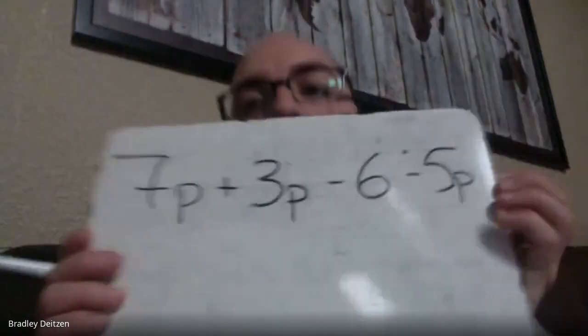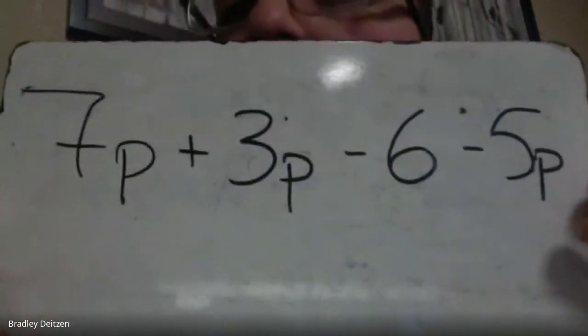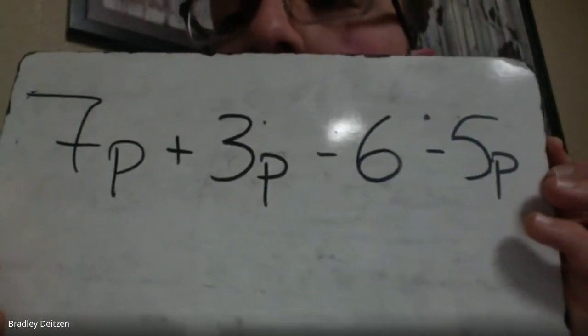But here, I'll do one last one. Like Gabby had asked, if there's 3 with a letter and one that does not, right? So if I had like 7p plus 3p minus 6 minus 2p. All right, now let's go with minus 5p. There we go. So here's our problem. So we have 7p plus 3p minus 6 minus 5p.